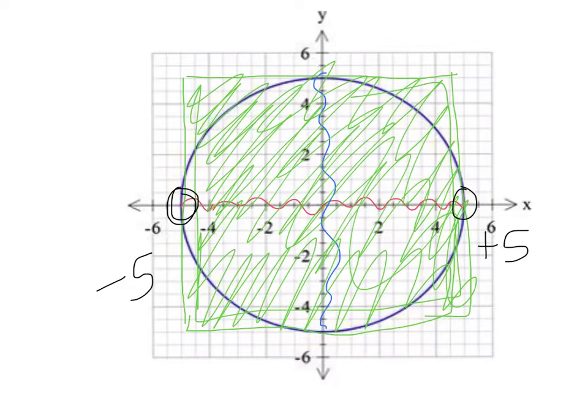Now let's look at range. The range of this object, how low does it go? Well, it goes down to -5. And how high does it go? It goes up to +5. So that's a quick look at how we can find domain and range of an object.